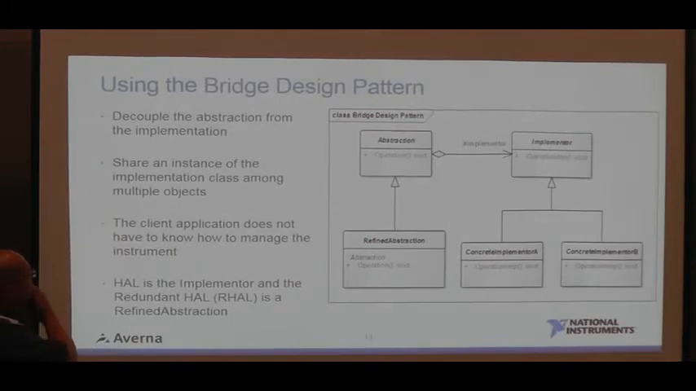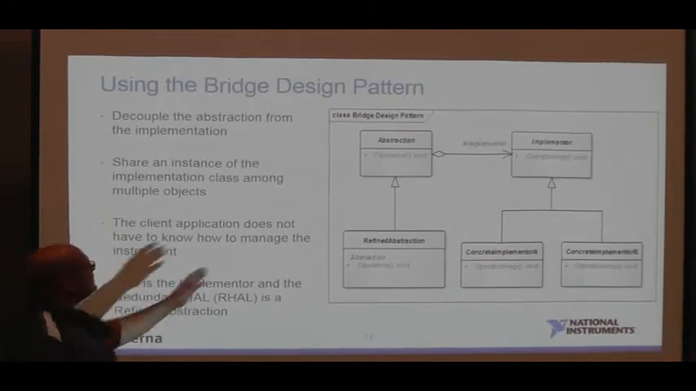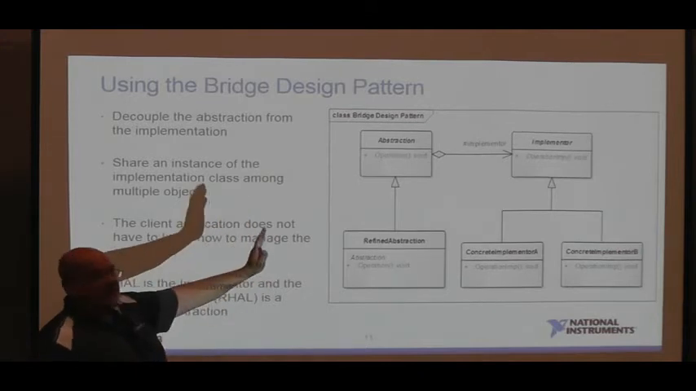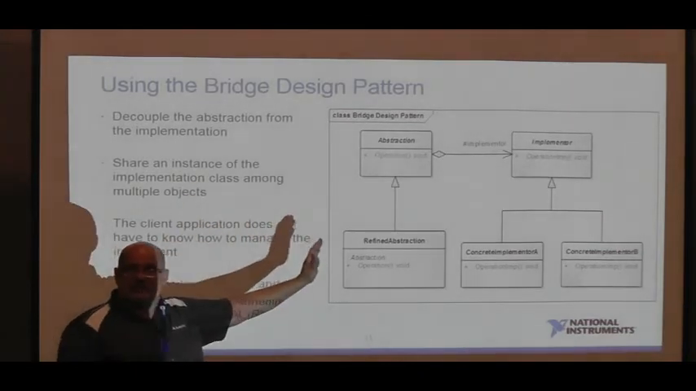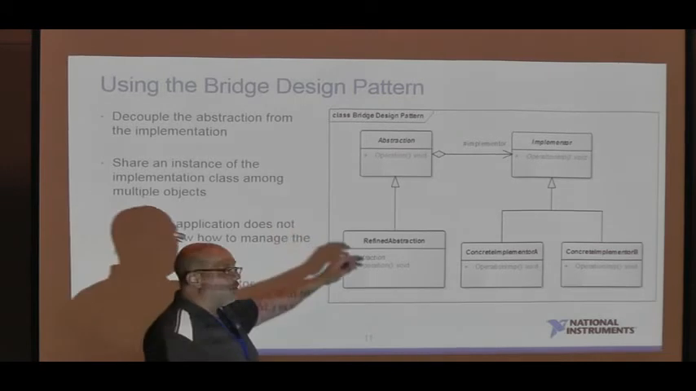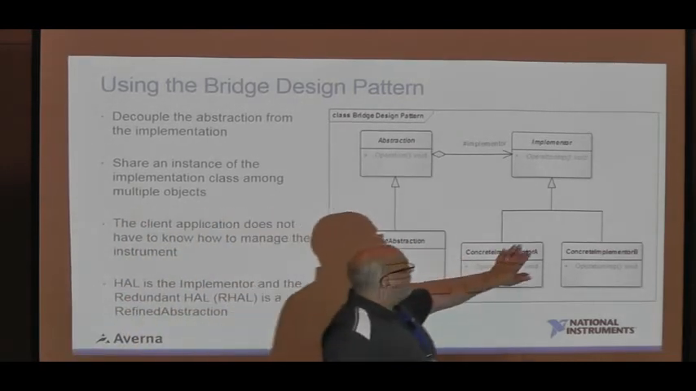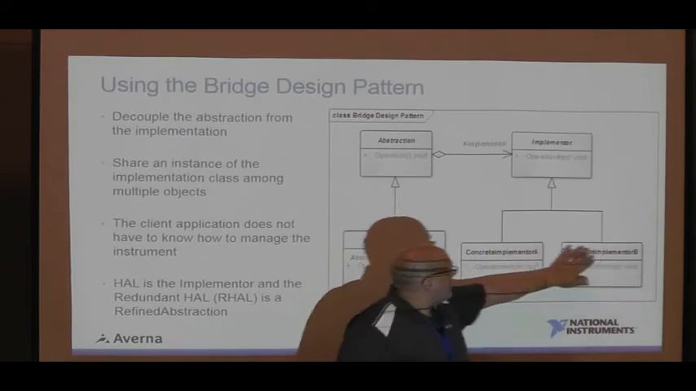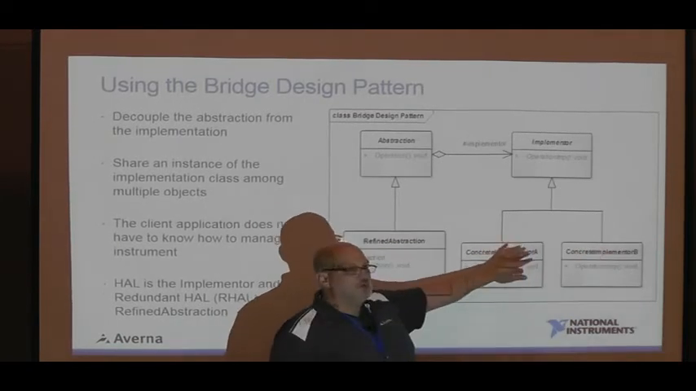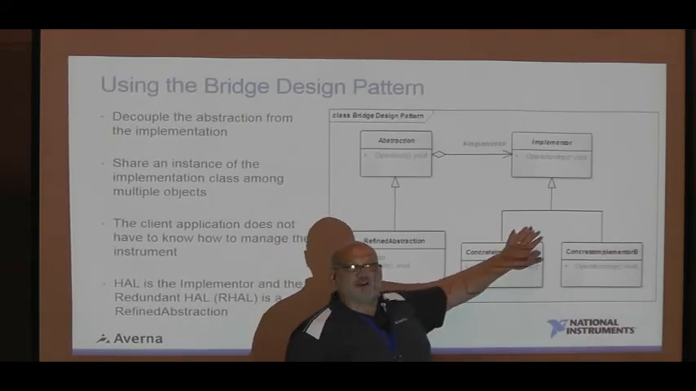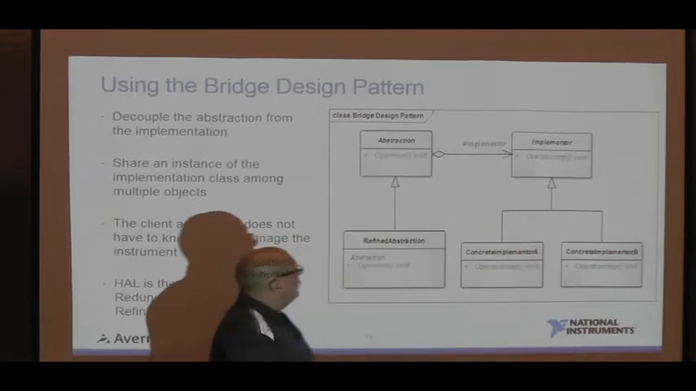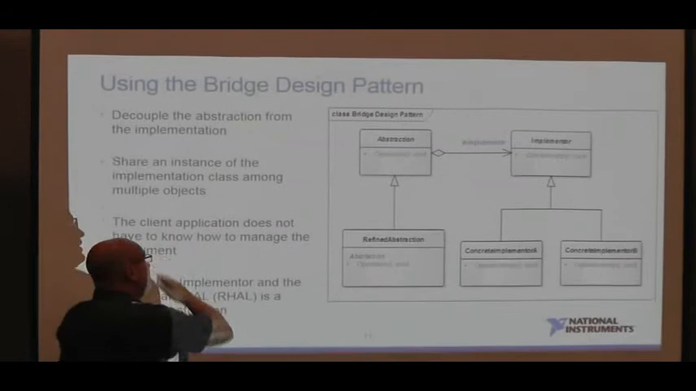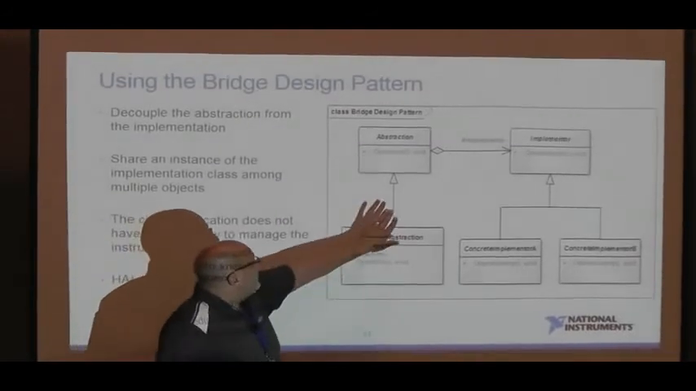Okay, so in the bridge design pattern, we have two sections. One section is the implementer section, and this is the architecture. That's the abstract hardware layer architecture. The only difference with the slide before is that I'm showing here two concrete classes instead of only one. That's the whole architecture, and on the other side, there is the abstraction side.